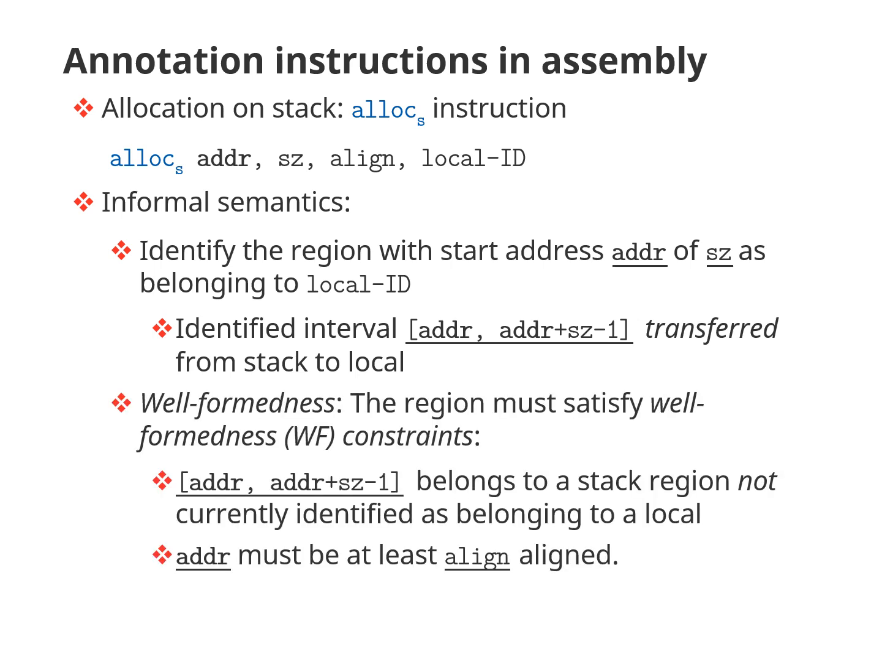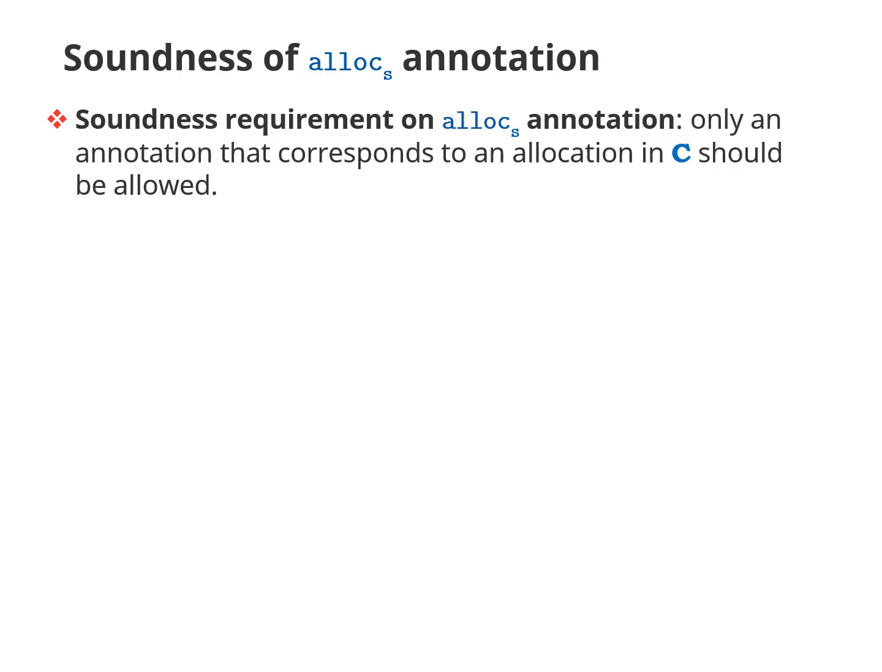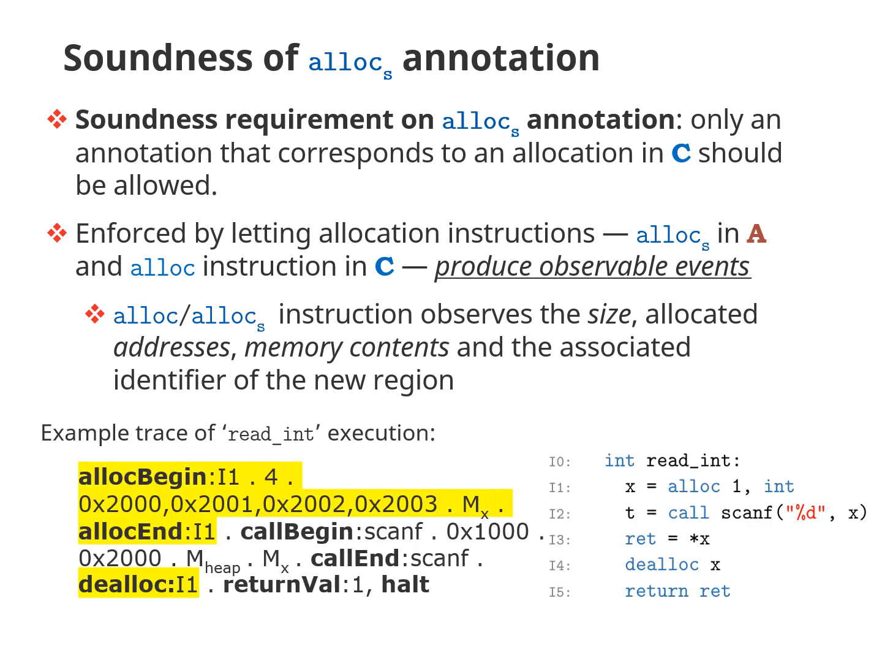For an execution of alloc_s to be error-free, it must satisfy well-formedness constraints which require the region to belong to stack previously and not some other currently allocated local, and the address to be aligned by requested alignment. Notice that these well-formedness constraints are similar to well-formedness conditions for an alloc instruction in the IR program. We impose a soundness requirement on the alloc_s instruction such that only an annotation that corresponds to an allocation in C is allowed. This is enforced by making both the alloc_s instruction in A and the alloc instruction in C produce observable events. Recall that our refinement definition requires identical sequences of observables to be produced in both procedures.